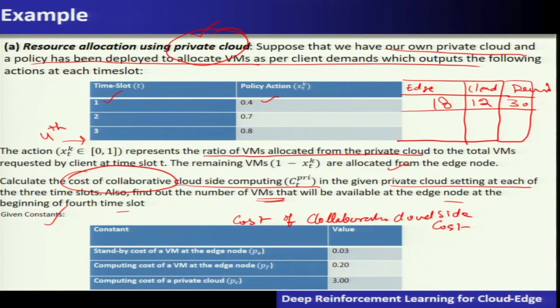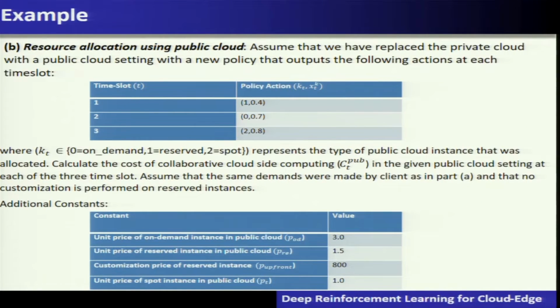So what are the constants required to calculate the cost, which is shown over here? The standby cost of a virtual machine at the edge node, PE, let us say, has a value of 0.03. The computing cost of the virtual machine at the edge node is, let us say, 0.2, and the computing cost of the private cloud is, let us say, 3. So these are the constants needed to calculate the total cost.